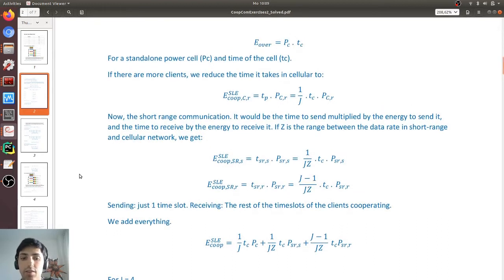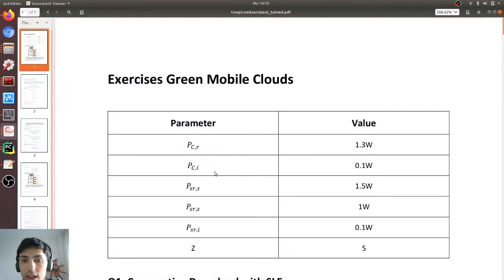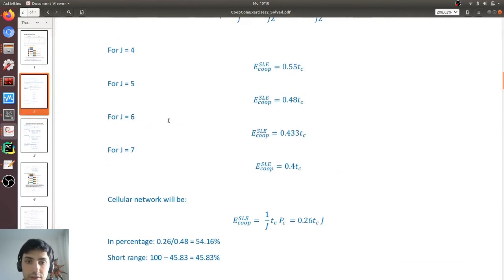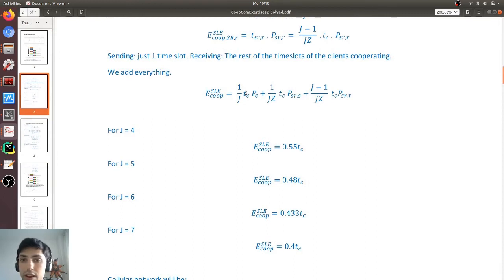This is the energy for this sequential local exchange, because here I am giving these parameters about the idling, but there is no idle time in the sequential local exchange. Okay, so we just get these values. We have everything: we have P sub C, we have P to send, we have P to receive, we have Z, and we don't have T sub C, but we don't need it. We will see that later.